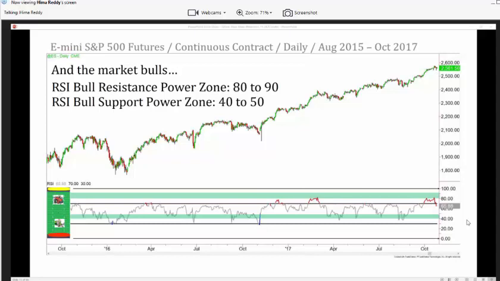Okay. So any questions so far? Because this was the setting the table of the menu. All right, just making sure that we all understand what the RSI power zones mean, how it's different from the standard RSI, and what the settings are.